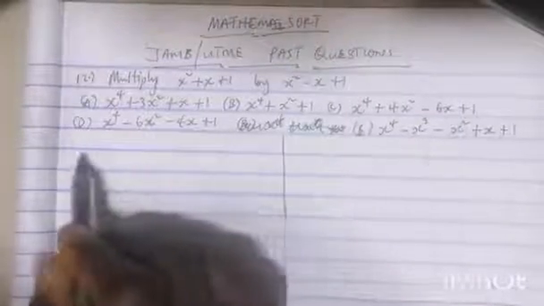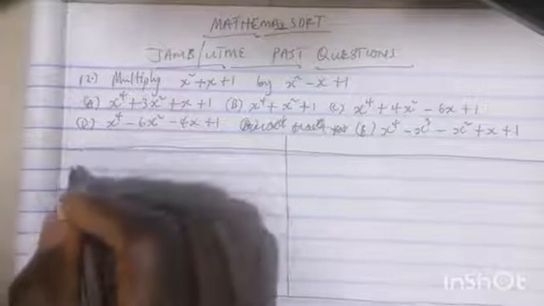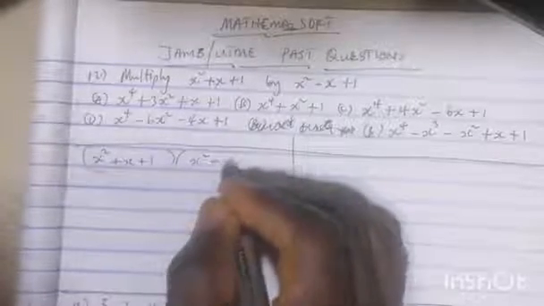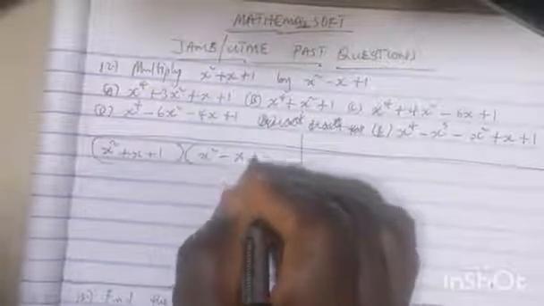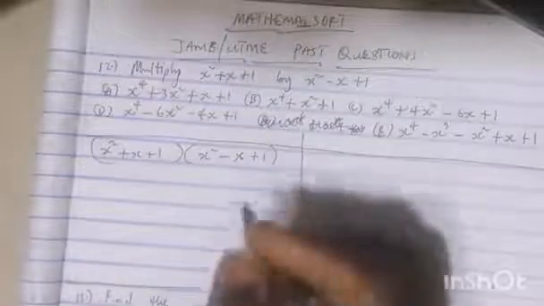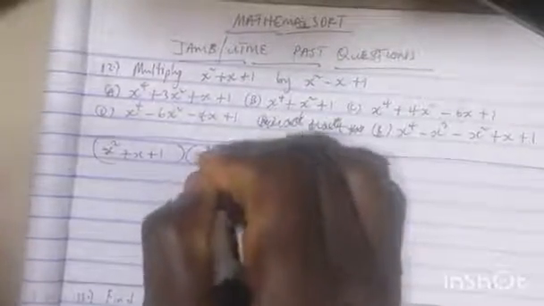All that they want us to do is just to multiply this by this. So it's just for us to multiply through. We can write x squared plus x plus 1, x squared minus x plus 1. This is a question under polynomial, and this is multiplication.